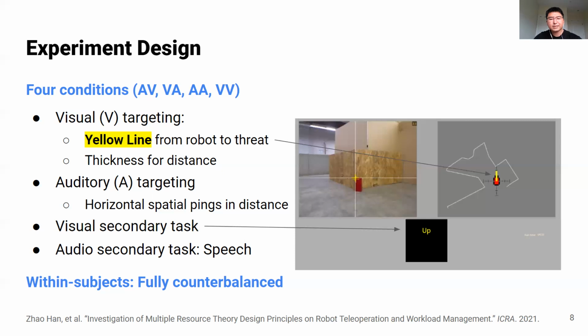For the secondary task, the interface will just show the directional words on the screen, while in the audio case, the robot speaks those words. While participants repeat what the system conveyed, we use yes and no as feedback to indicate whether it's correct or not. So it's a within-subject study and fully counterbalanced to avoid learning effects.